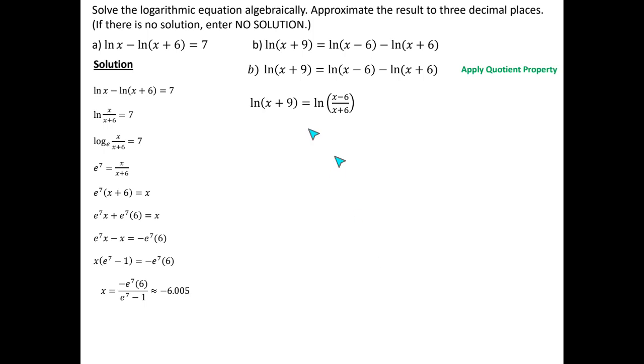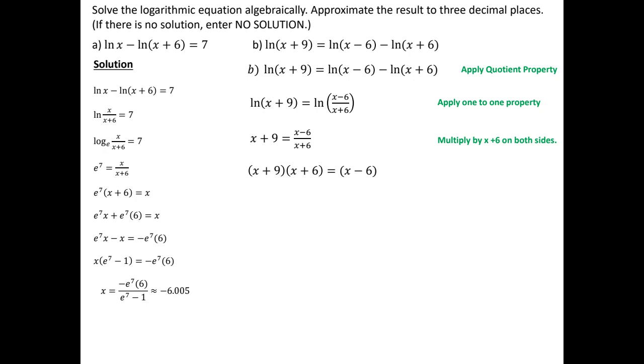So we get x minus 6 divided by x plus 6. And now notice that on the left side, I have a base e, and on the right side, I have base e. So I can set those equal to each other. So I end up with x plus 9 is equal to x minus 6 divided by x plus 6. So we're going to multiply on both sides.